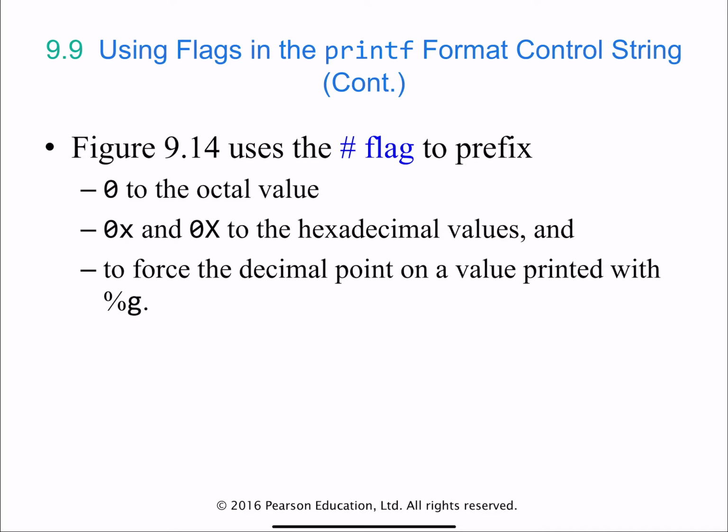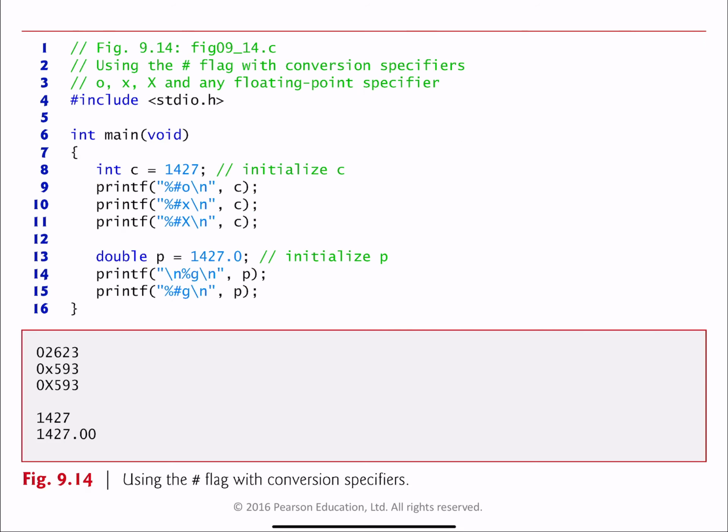And then there is the hash flag. Octal values will be printed with a 0 in front. Hexadecimal values will be printed with a 0x lowercase x or a 0X uppercase X in front of them. And if you have a floating point number, it'll add a decimal point at the end. Let me show you as an example over here.